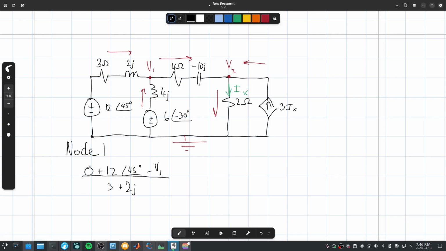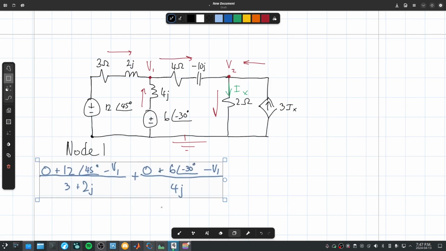So remember, with nodal analysis, it is the from, minus the to. From ground, through the voltage source, to V1, divide by the resistance. And now we do it again, the second source coming in. So plus, again from ground, it goes across this voltage source out of the positive end, so that's plus 6 with a phasor of negative 30 degrees, and it ends at V1. Then we divide this by 4j.